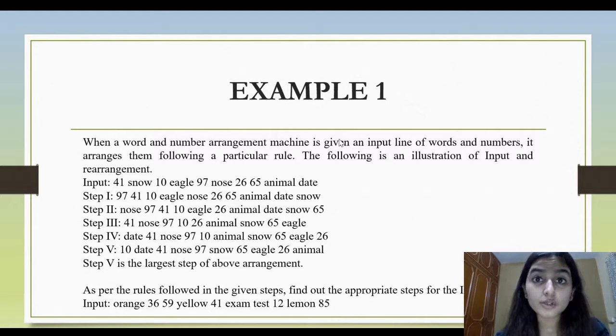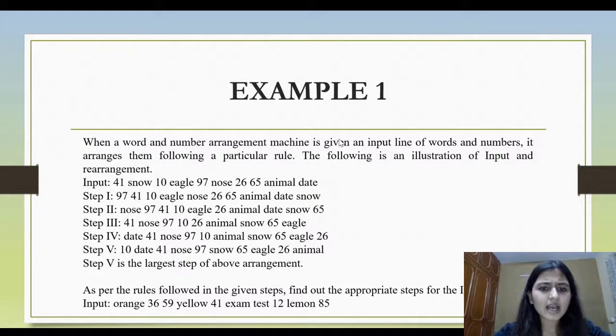What is the first thing that you are required to note? First, check if there is any change in the elements themselves. When you compare all the elements of the output with the elements of the input, you will realize that none of the elements are changed. The number 10 is the same as the number 10. The word snow is the same as the word snow, and this applies for all the remaining words and numbers. Hence, the first thing is that there is no change in elements, and the only change which needs to be noted in this question is that there is a change in position of the elements.